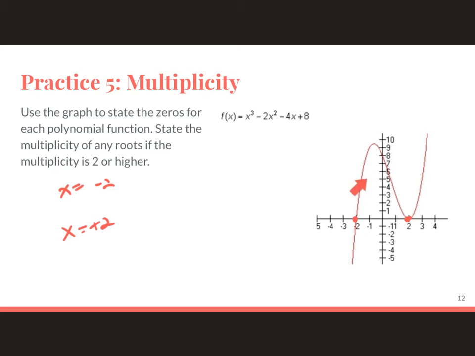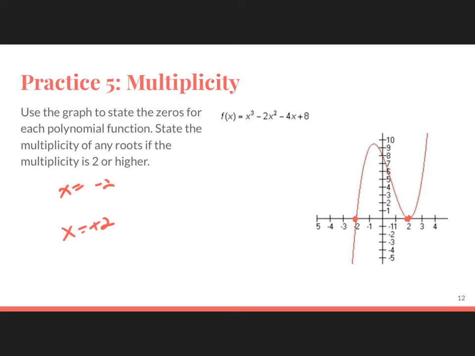Now I want to identify the multiplicity. I see that I'm passing through -2, so because I'm passing through, I know that my multiplicity is going to be odd, and I'm not bouncing back at -2 in any kind of way, so -2 is just going to have a multiplicity of 1. Over here, my multiplicity is going to be even because I see that I'm touching the x-axis.